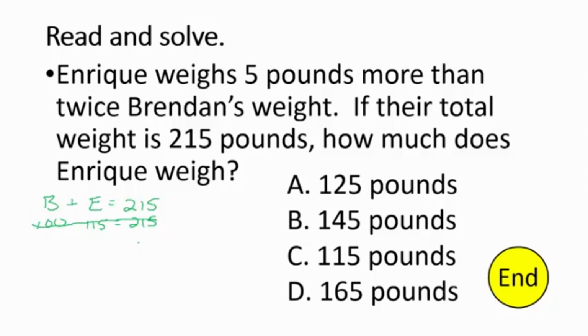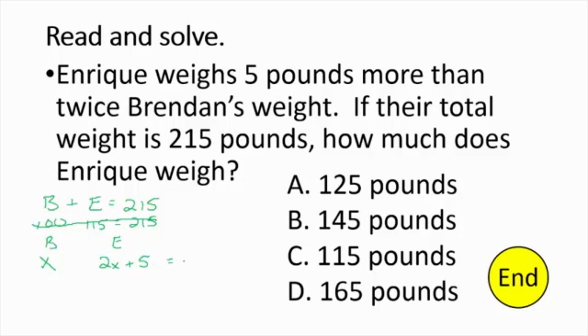We can use algebra to help us solve it. So I'm going to read it carefully. If we called Brendan X, X is an unknown number, right? I call Brendan X because if we look at Enrique, he weighs 5 pounds more than twice Brendan's weight. So Brendan is X, Enrique weighs 2 times more than Brendan, or 2x, plus 5 pounds. So this is Brendan, this is Enrique.